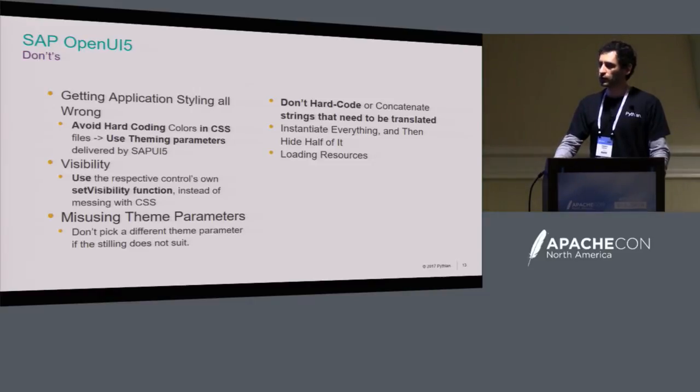So only call on the application manifest the controls that you really want. And if you do instantiate the controls, please use them. Don't instantiate them and then hide them. It doesn't make sense, again.